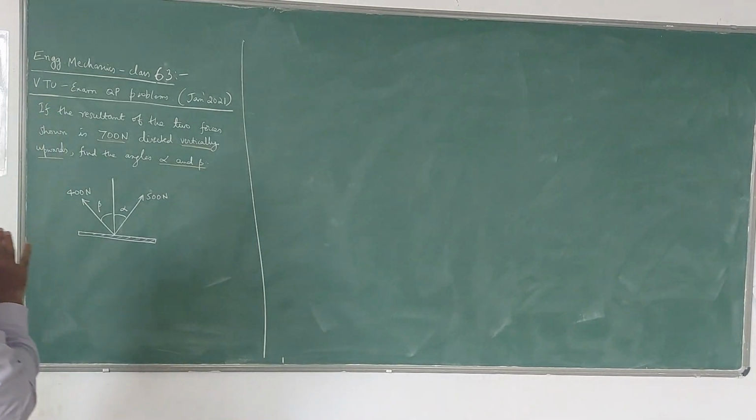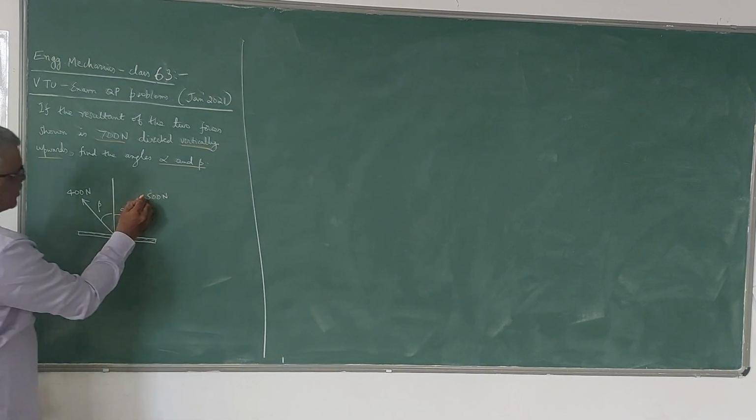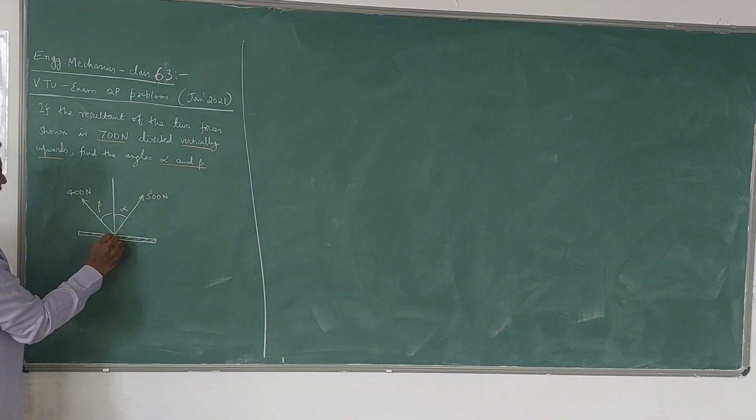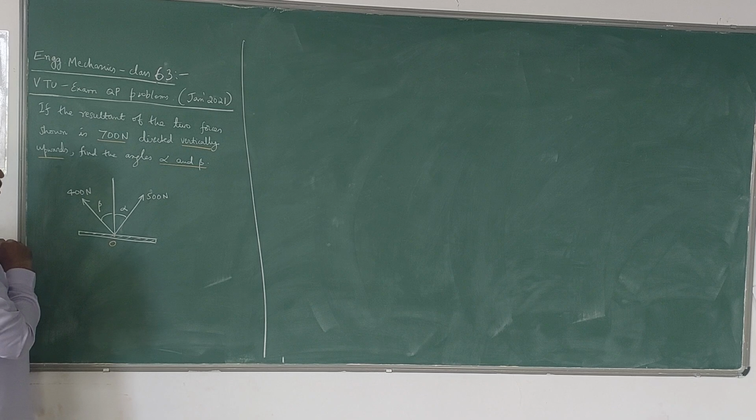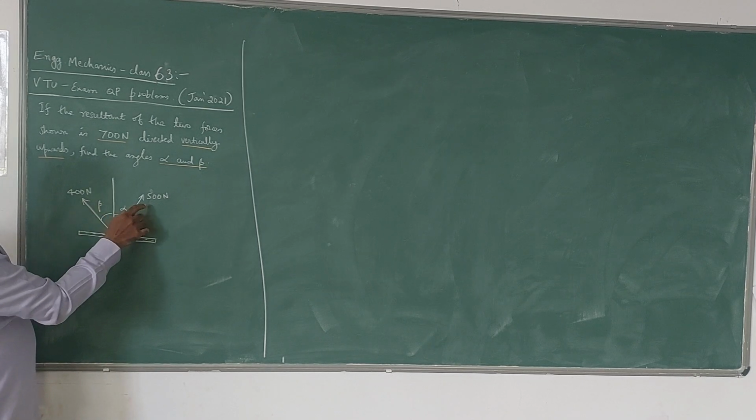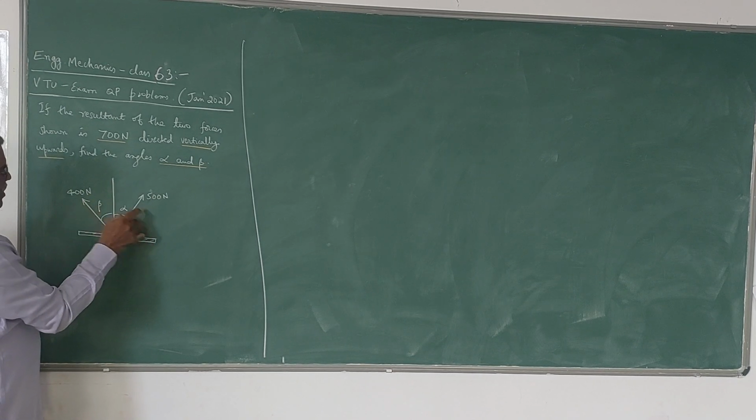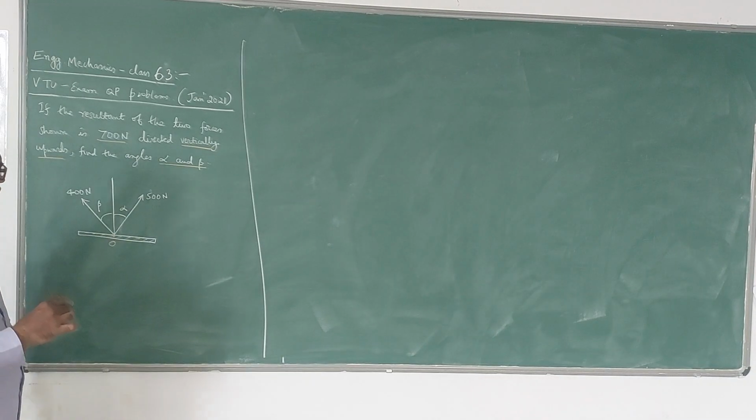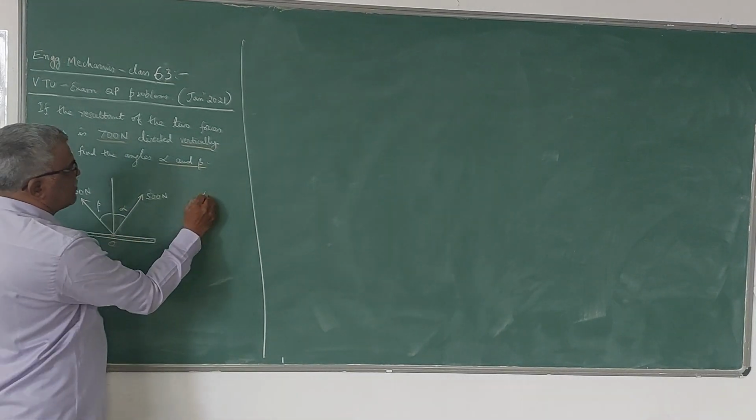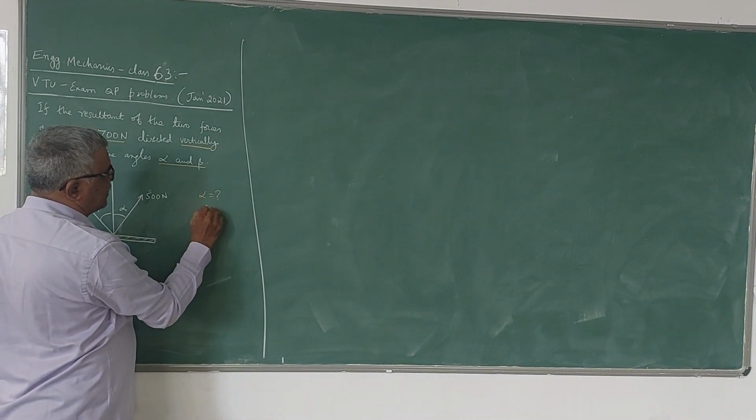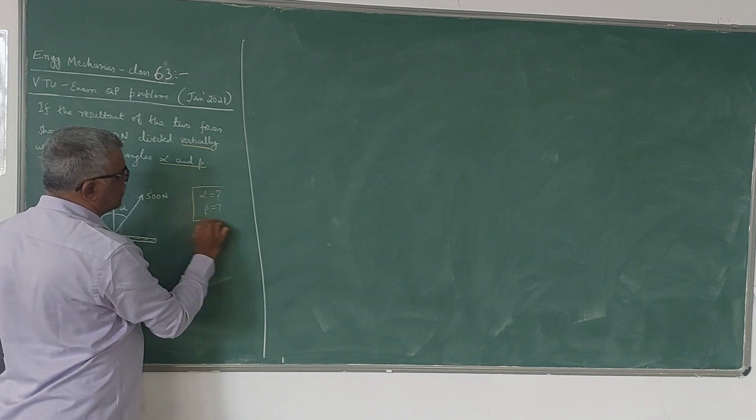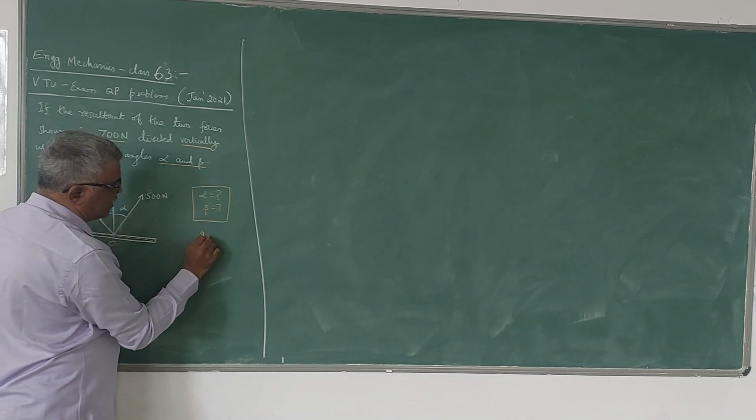See, it is a concurrent force system because the lines of action of these two forces meet at this common point O. He has given the magnitudes of these two forces. Angles are not known, alpha and beta. So there are two unknowns here, alpha and beta. To find these unknowns, we need two equations.